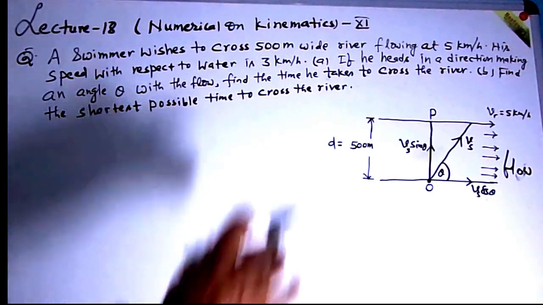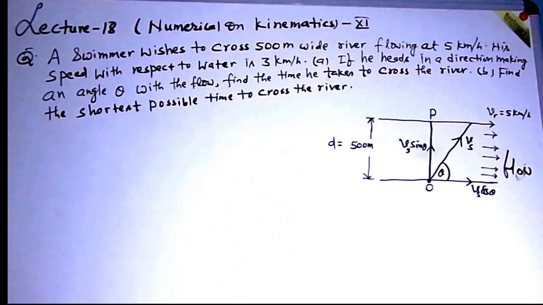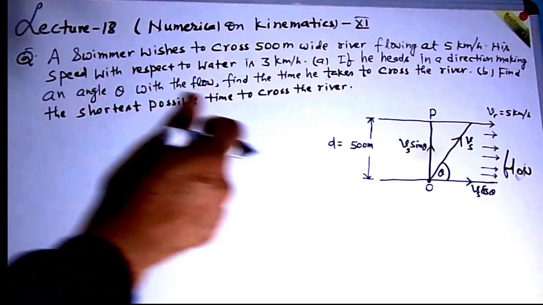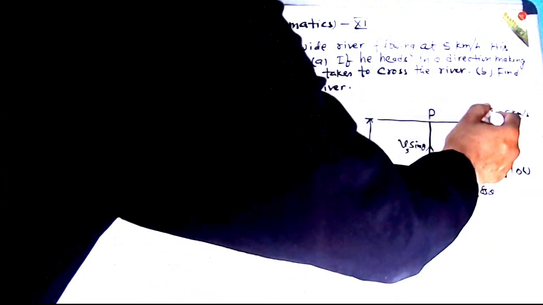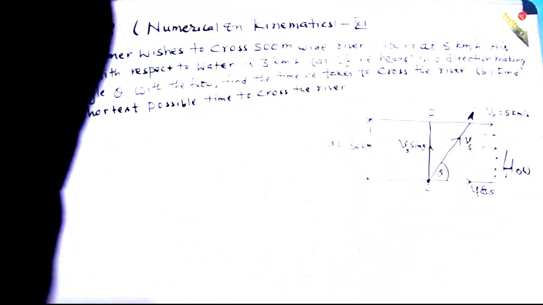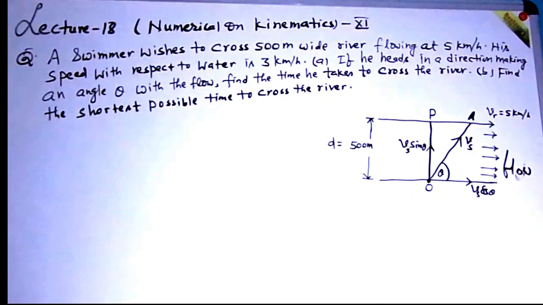Okay, so for that, first of all, the width of the river is given in the question, and suppose the swimmer directs in the direction of OA with the velocity Vs, making an angle theta with the flow. Then the swimmer's velocity can be resolved according to the vector resolution concept, where its horizontal component becomes Vs cos theta and vertical component becomes Vs sin theta. On the basis of this vector resolution concept, we can solve these problems.